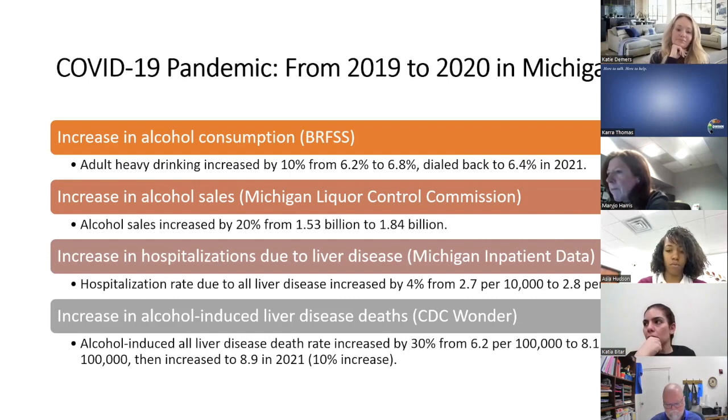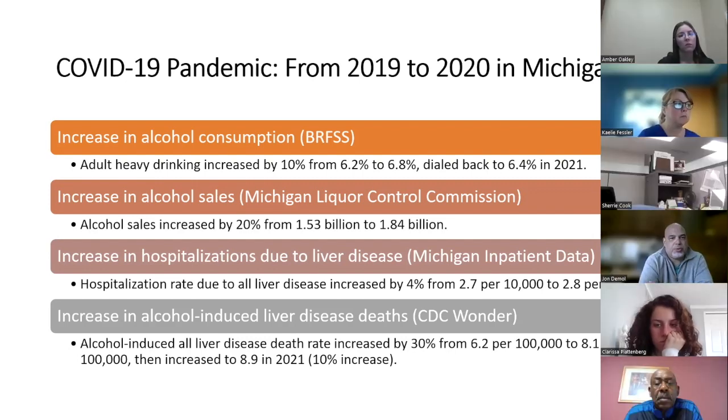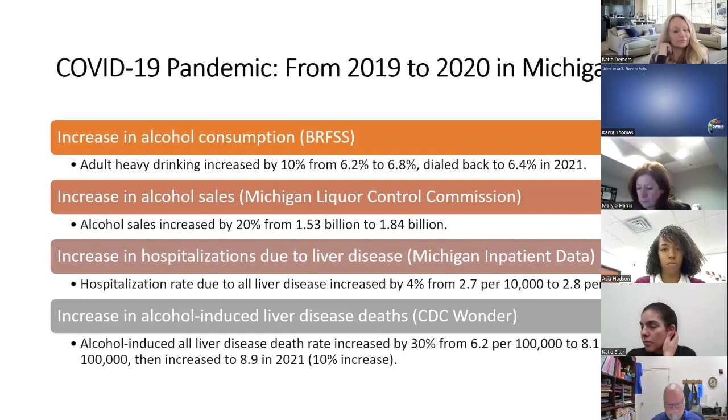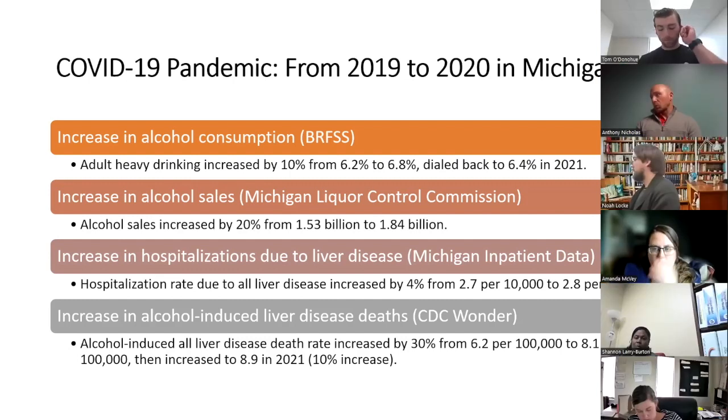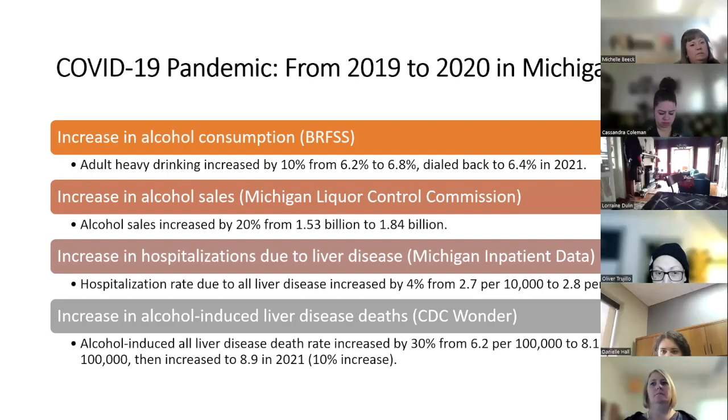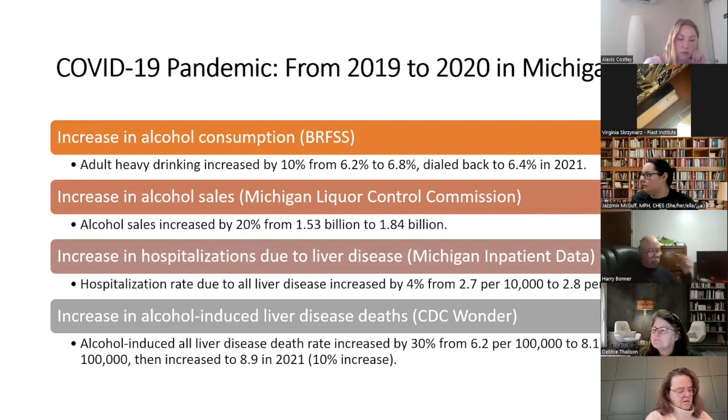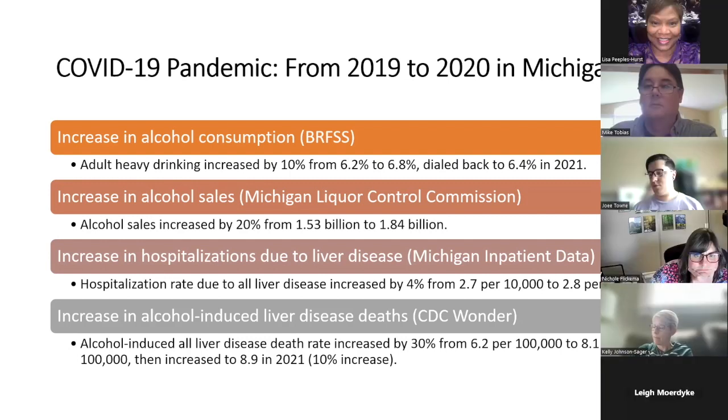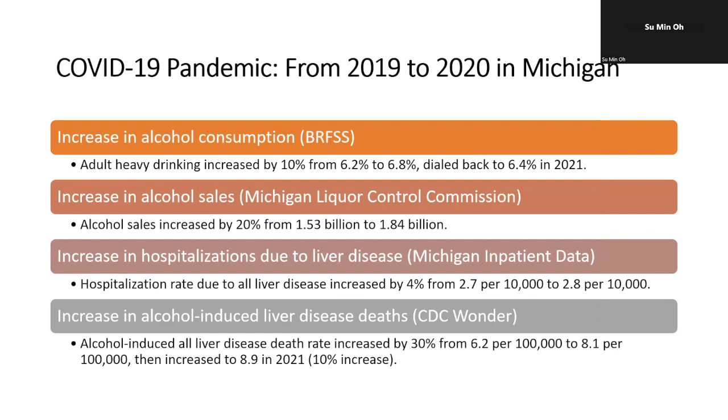And again, there were increases in hospitalizations due to liver disease. The hospitalization rate due to all liver disease increased by 4% from 2019 to 2020. And lastly, the alcohol-induced liver disease death rate increased by 30%, from 6.2 per 100,000 people to 8.1 per 100,000 people. Then it increased again to 8.9 per 100,000 people in 2021. So that would be a 10% increase from 2020 to 2021.